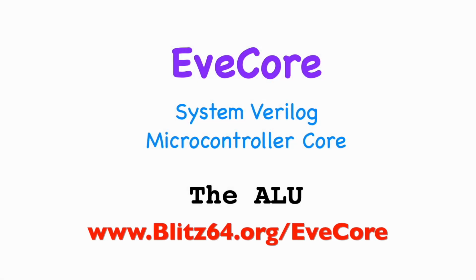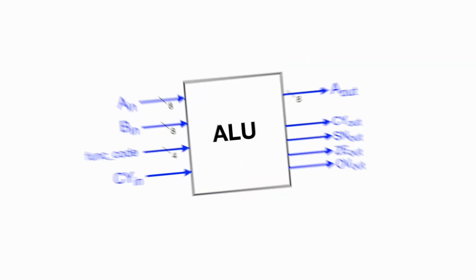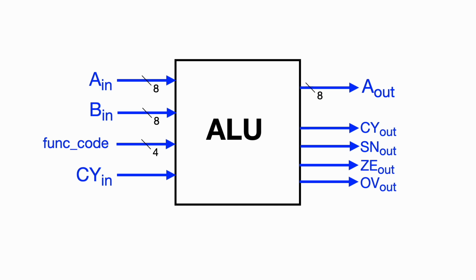This video is part of a series in which we step through the design of an 8-bit microcontroller core in System Verilog. In this video, we'll give an overview of the Arithmetic Logic Unit. Since this is an 8-bit computer, the ALU will take 8-bit inputs. These will come from the A and B registers, and the output will go into the A register, but the ALU is purely combinational. There's also a carry in and a carry output, and the condition codes are set on the output.